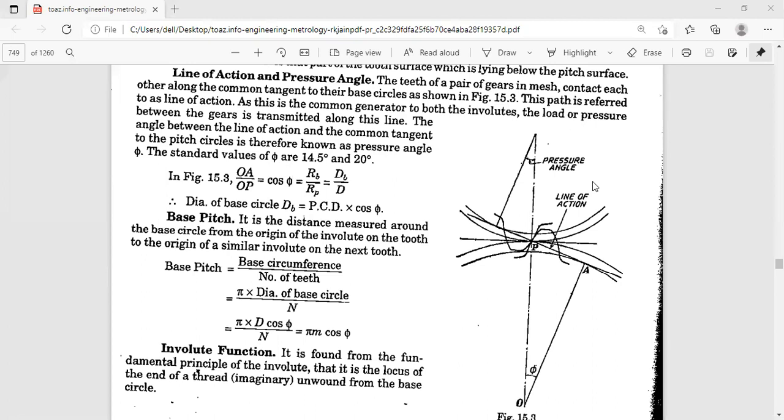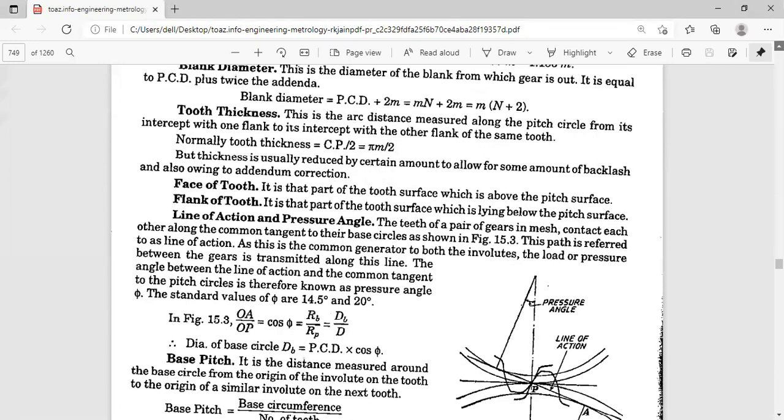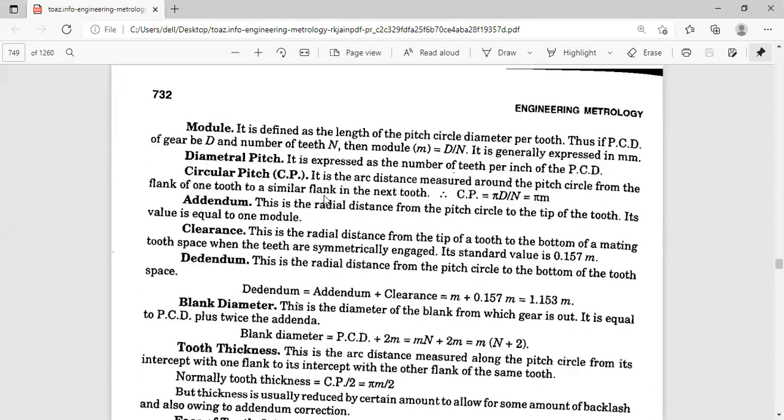So whenever anybody asks where you measure the circular pitch, you have to say exactly at the location of the pitch circle. The wording will be the same: from the origin of the involute on the tooth to the origin of a similar involute on the next tooth. We have already seen the circular pitch. If you want, we'll go back and see the circular pitch also.